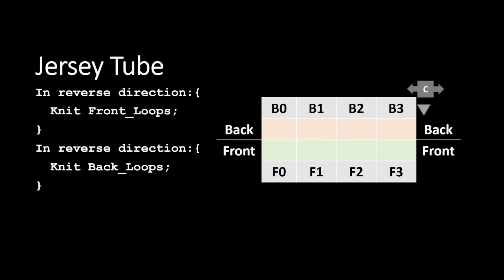We can also create tubes using a knitting machine by knitting across the front bed and then knitting back across the back bed. And if we repeat this pattern, it will create a tube-like structure. So there we knit across the front, and then we knit across the back.